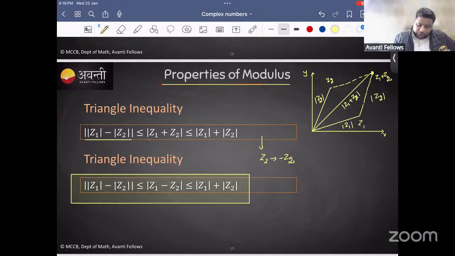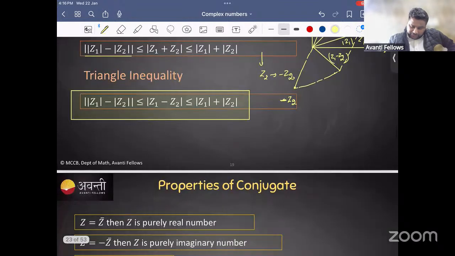Got it? If you want to make a triangle here also, what you can do, say this is minus Z2. Now complete the parallelogram, join this, and this becomes Z1 minus Z2. Understood? So let's take a question over it.